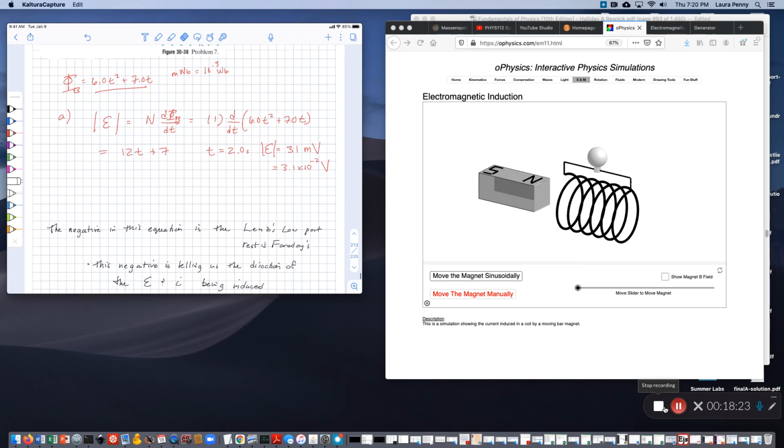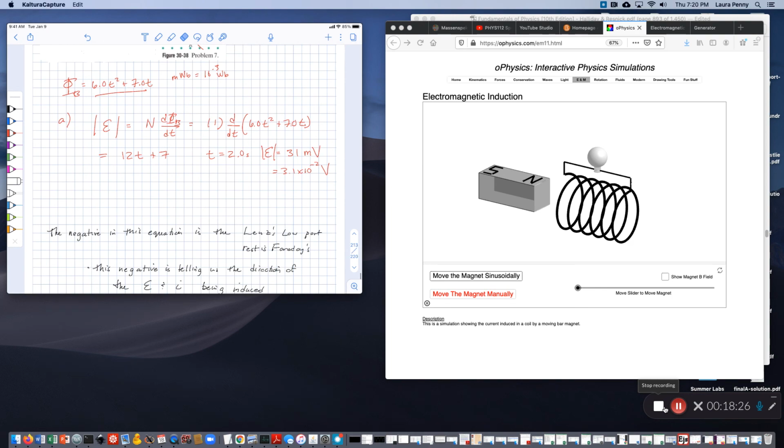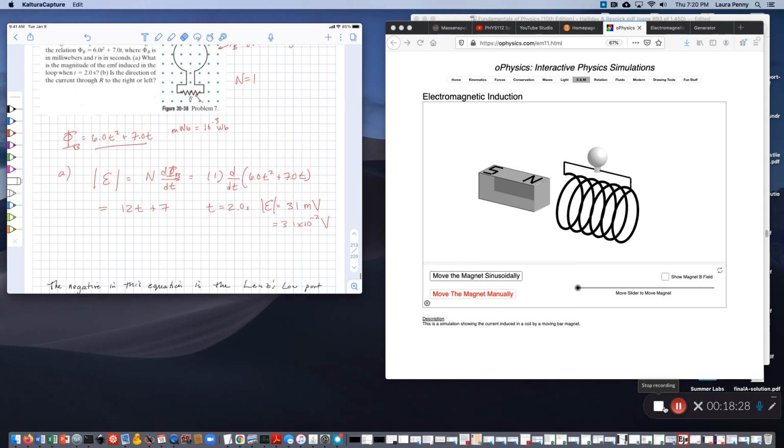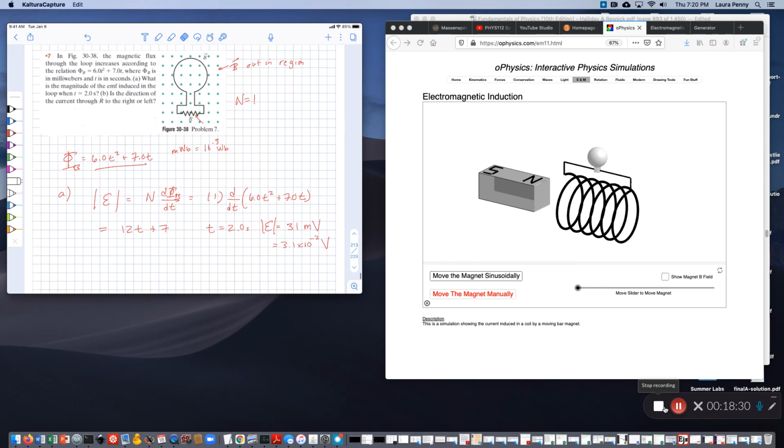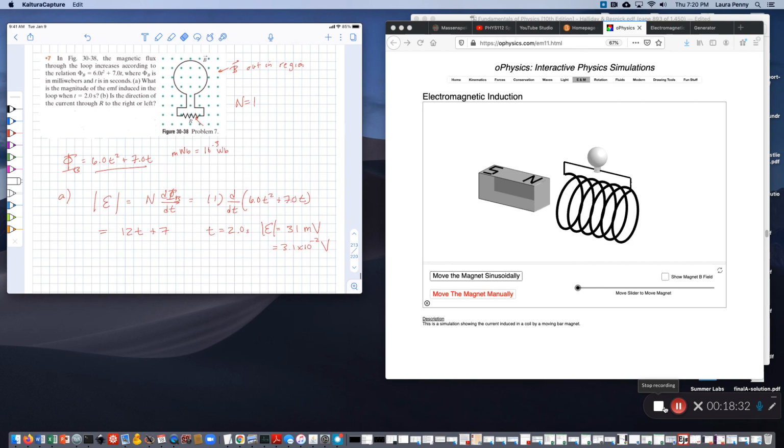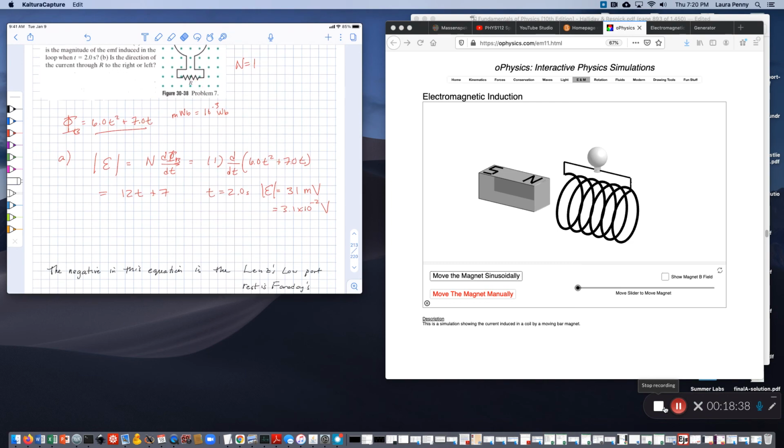So that's our part A. The EMF is that. It isn't asking us for the current, but we could figure out the current. No, we can't because we don't know the resistance. But if we did know the value of this resistance right here, we could get that the current was our EMF over that resistance.